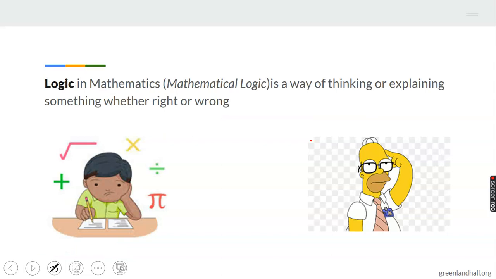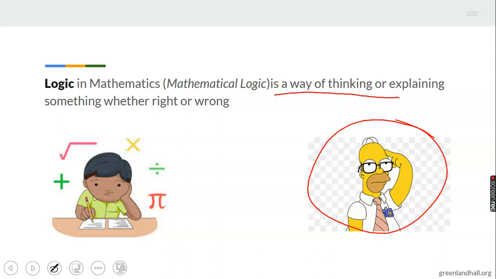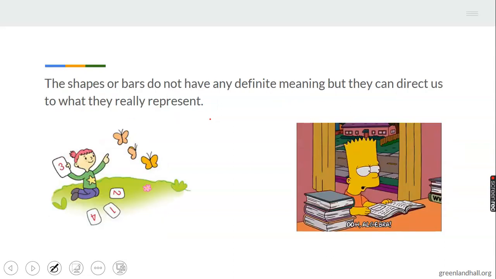So that is all there is to quantitative reasoning: using a mathematical approach to solve certain problems. Now, what is logic? Because we talked about quantitative reasoning, we also have to talk about logic. Logic in maths is a way of thinking or explaining something, whether right or wrong. Logic refers to a pattern, a method, a way of thinking, or trying to explain something, whether it is right or wrong. In maths, logic means when you try to reason things out, to see if they are right or wrong.